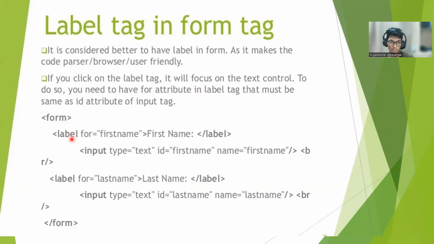An example for this: open a form. Here the label for is firstname, and then give it the name First Name, and then close the label. Here you can take the input type as text and name the ID as firstname. The label for and the ID must be the same. Then the name will be firstname, and then close the input. Take another label, which will be last name, and give the ID also as lastname, and then close the input and then close the form.